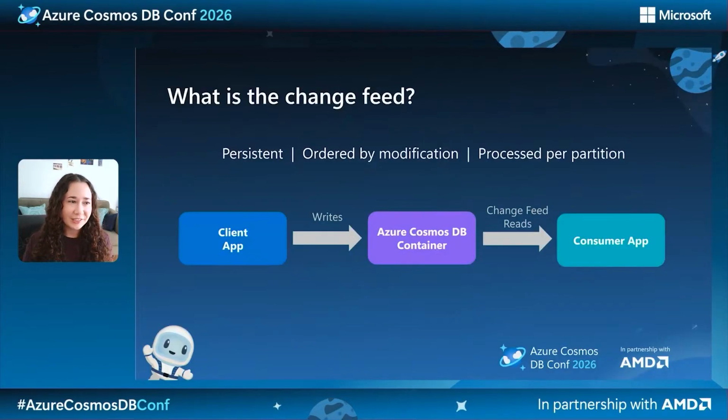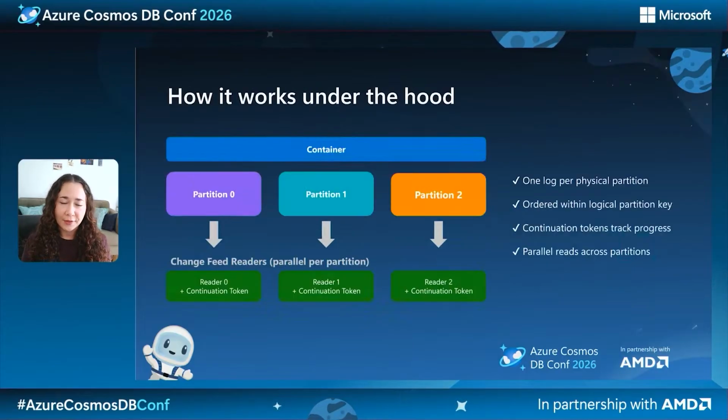So first, what is the change feed? It's a persistent record of all changes to items in your container that's ordered by modification time. As your client app is making writes to your items, you can then read them in the change feed with your consumer app. Your change feed consumers are processing changes per partition. So let's take a look at what that looks like under the hood.